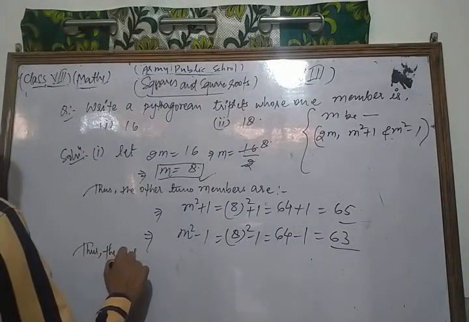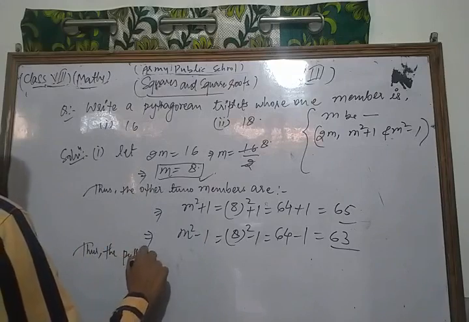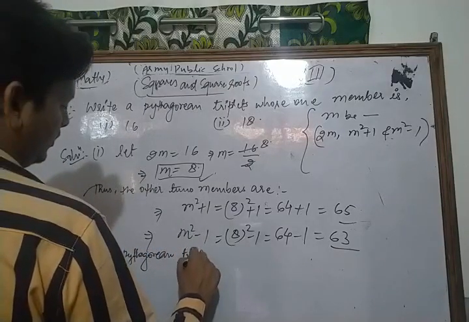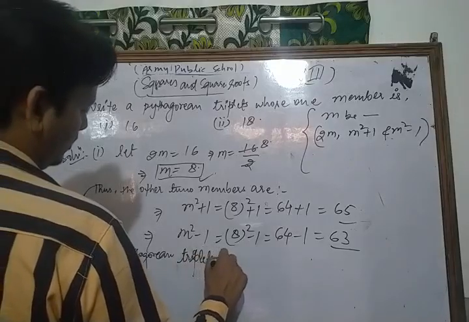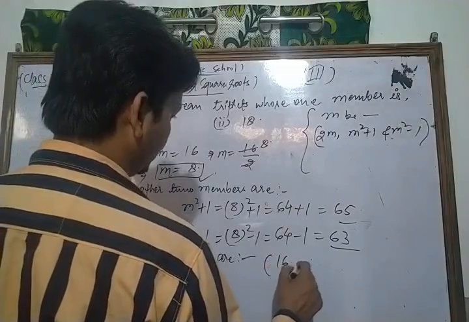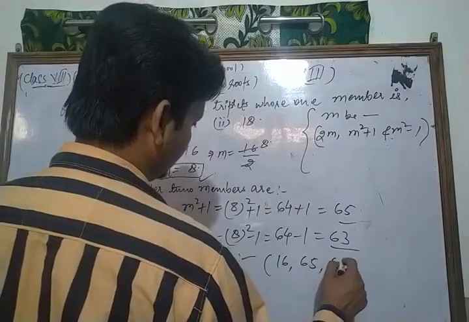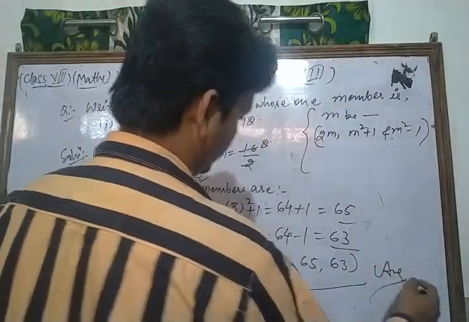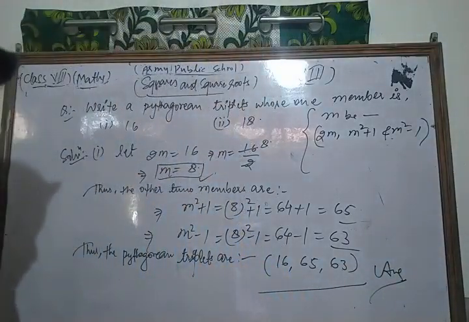Thus the Pythagorean triplets are: one member is 16, other is 65, third one is 63. This is the required solution of the given question.